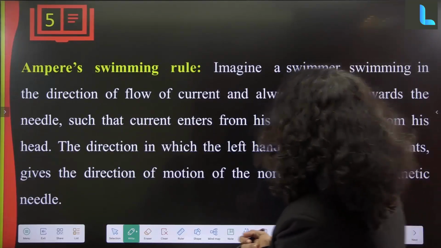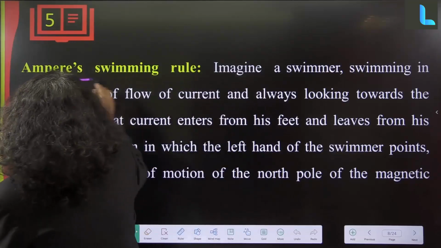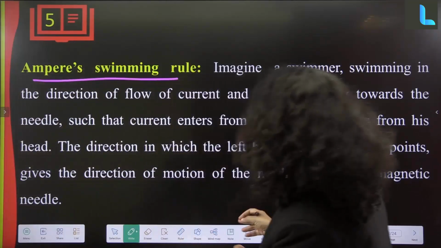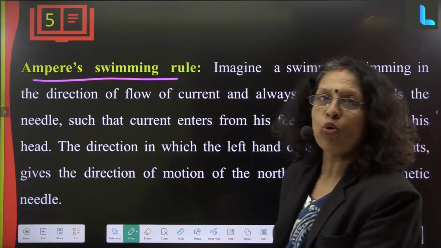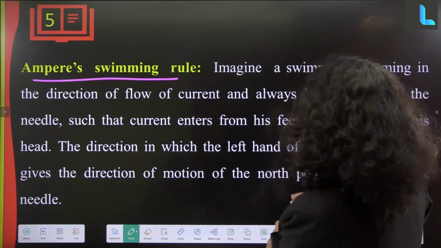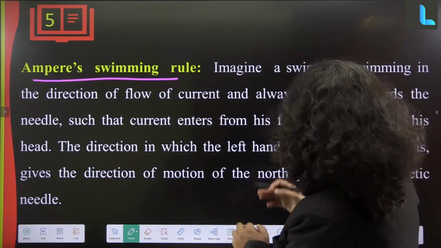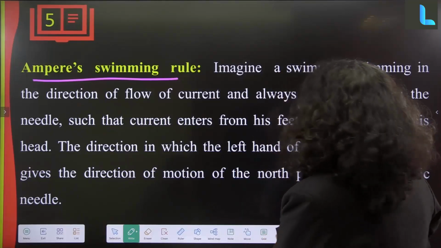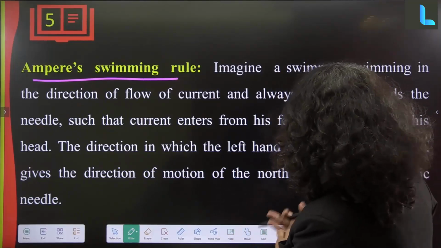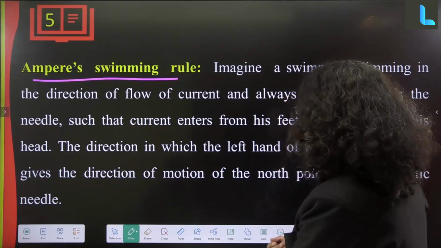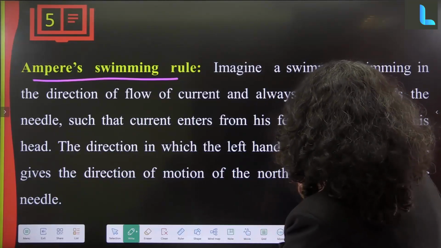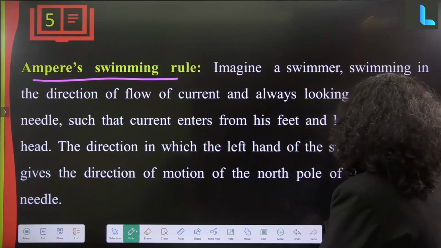Now Ampere's swimming rule: imagine a swimmer swimming in the direction of flow of current and always looking towards the needle, such that the current enters from his feet and leaves from his head. The direction in which the left hand of the swimmer points gives the direction of motion of the north pole of the magnetic needle.